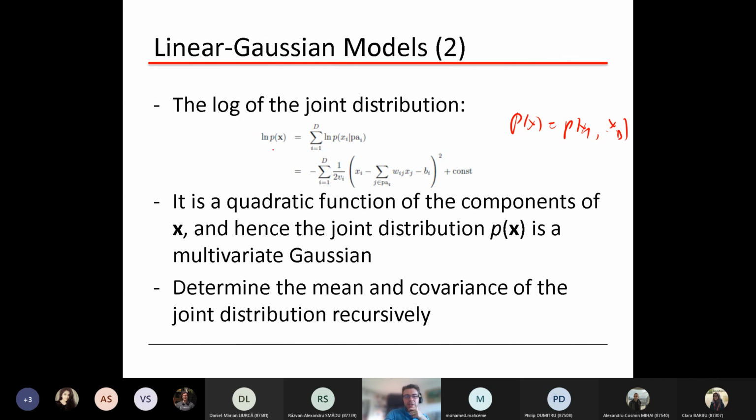What we say here is that when we compute the logarithm of the joint distribution, we see that we get a quadratic function of the components. And this is a way of signaling that P of x is a multivariate Gaussian. So the joint distribution for linear Gaussian models is still a Gaussian distribution, but multivariate, going into d dimensions. Since it's Gaussian, we need to compute its mean and covariance in d dimensions.